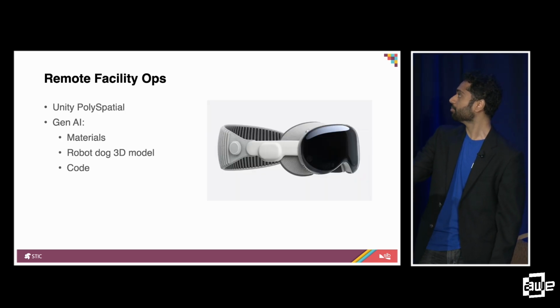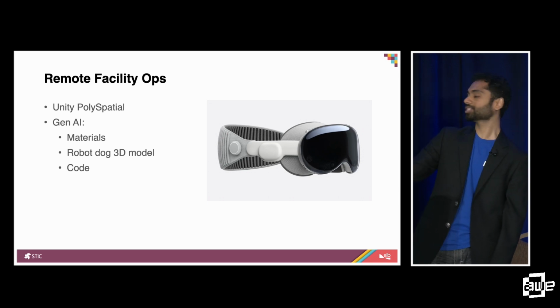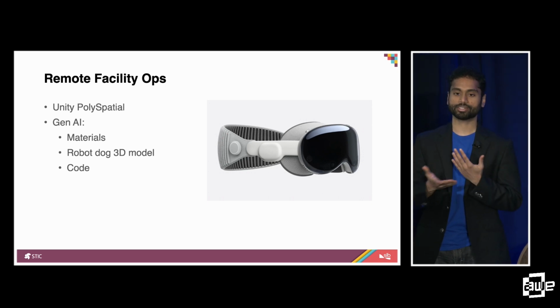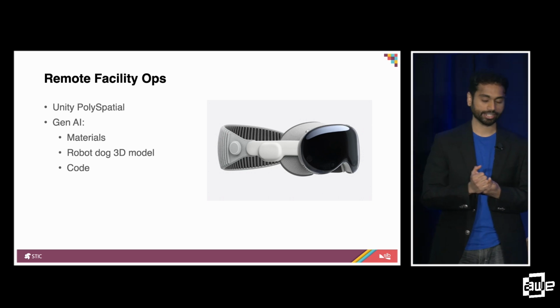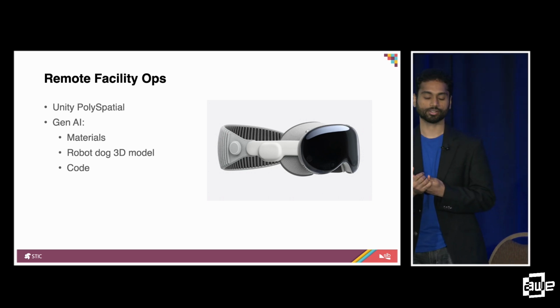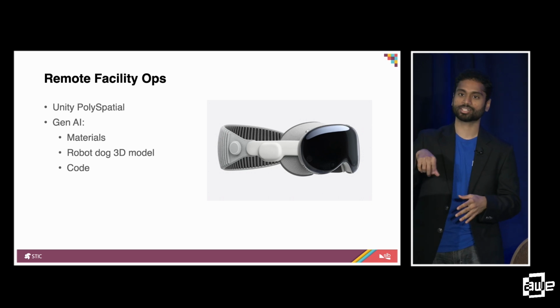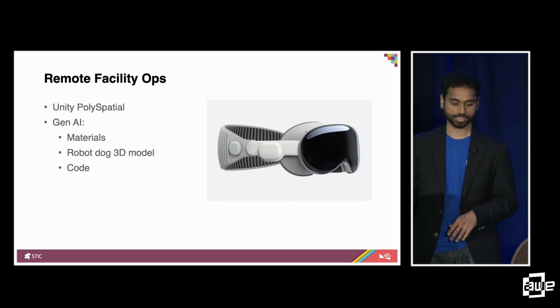Starting with remote facility ops. We created this for the Apple Vision Pro using the Unity PolySpatial API. The idea here is to simulate what remotely operating a facility would be like using the Apple Vision Pro. We use Gen AI for the materials and also to create a robot dog 3D model that goes around the scene. And also some of the code is AI generated. So this is the demo.